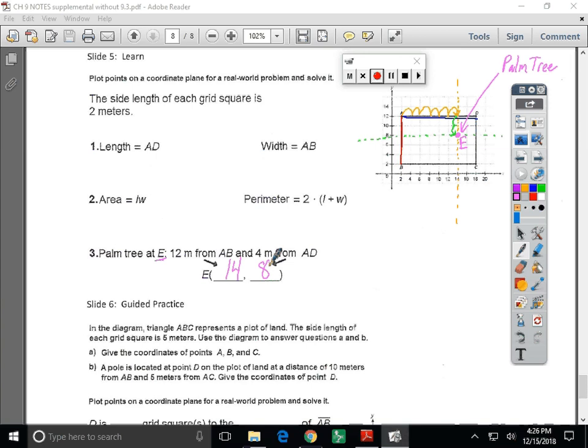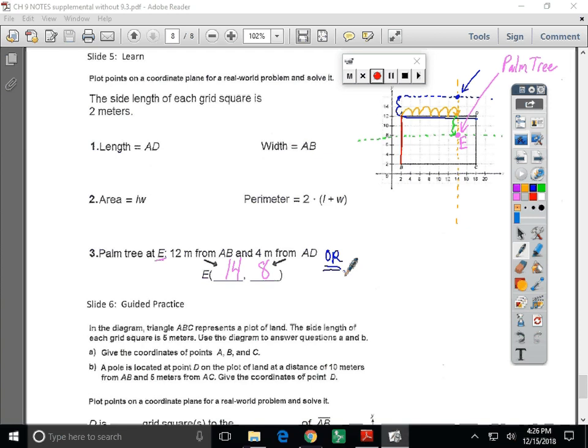Maybe another thought here. Again, they didn't tell me to put this inside the fence. What if they told us to put it outside the fence? The only thing that would change, you would still move over here 12 meters from AB. But instead of moving downwards 4 meters, maybe you'd move upwards 4 meters. And there might be a different intersection. So maybe this is your palm tree. I guess they would have to give me a little more context, so I'm sorry that they did not this time around.